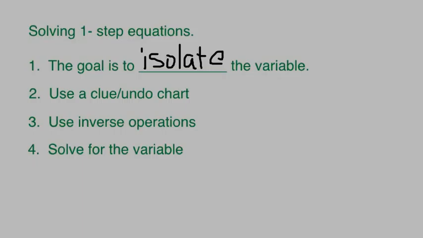Now you solve for the variable. You've got the variable on one side of the equation. You've used inverse operations to get it by itself. So now you solve for the variable. And the last thing that you'll do is check your answer to make sure that it works in the original equation.